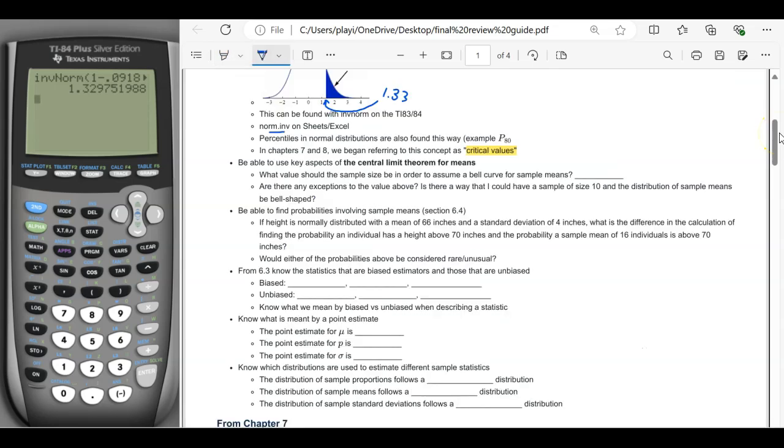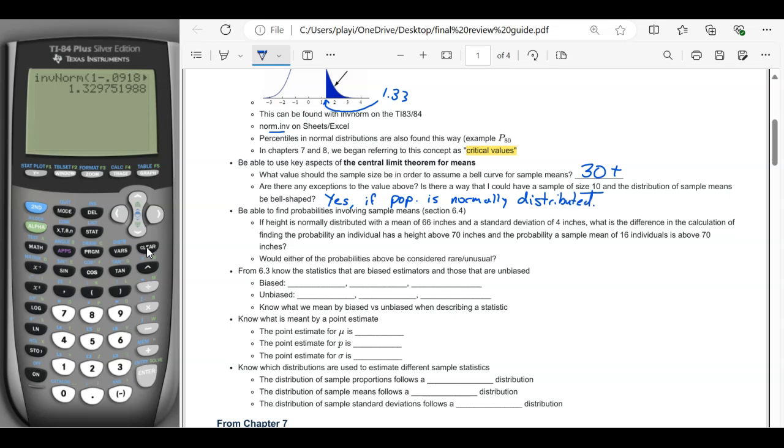All right, to ensure that we have a bell curve for sample means, we want 30 or more. And then are there any exceptions to that? So if I had a sample of size 10, is there a way that could be bell-shaped? Yes, there are exceptions, and that's if the population is already normally distributed. If it's bell-shaped, then the distribution of sample means will be bell-shaped.